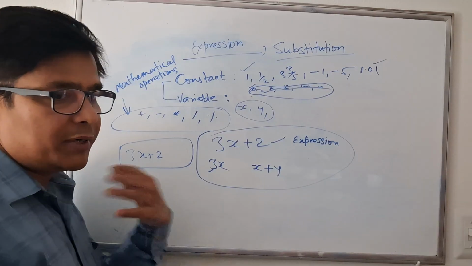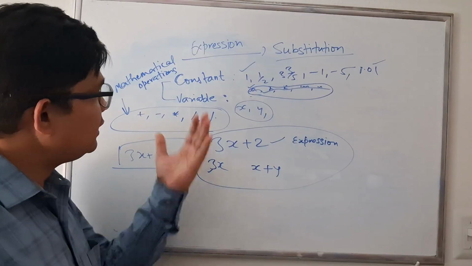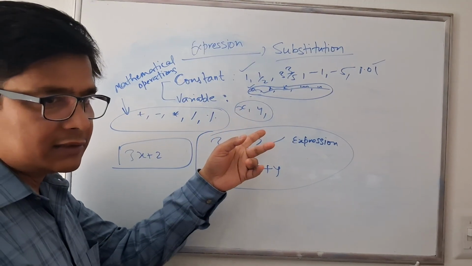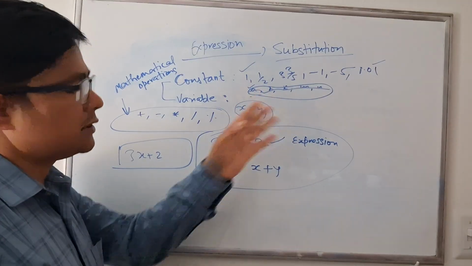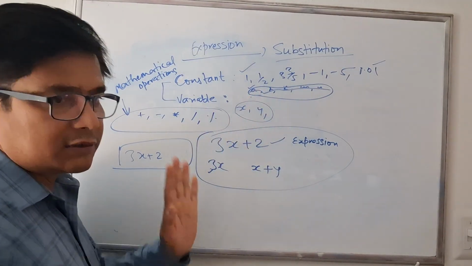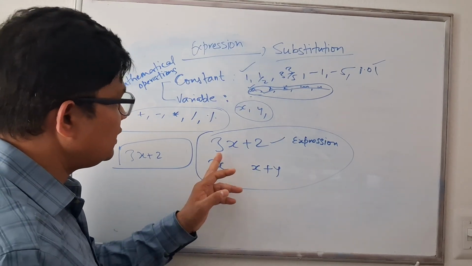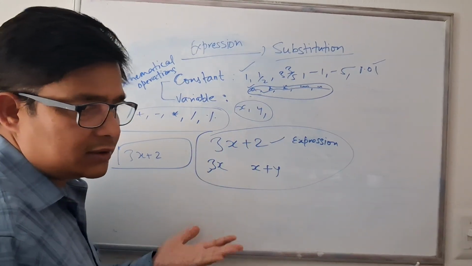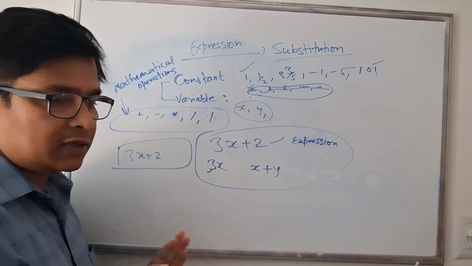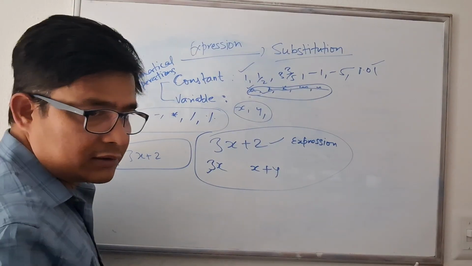So it's basically a combination of variables and constants. It can have 0 times x, 0 times y, and you will have just a constant there, or it can have only variables and no constant, or it can be in the form variable times constant plus or minus constant. So basically a combination of variables and constants with mathematical operations.